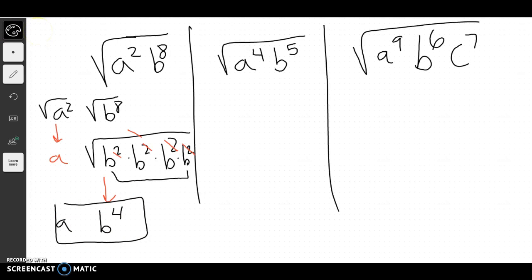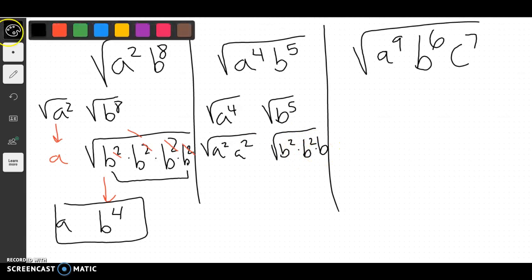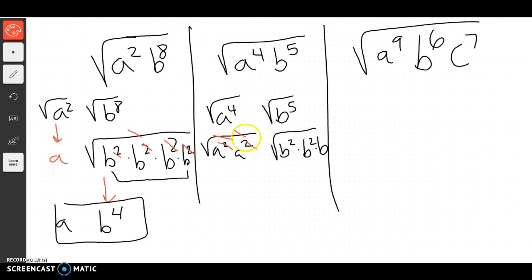In this case, again, we will separate the two things. In this case, I'll get a squared and a squared. In this case, I will get b squared, and b. These two will cancel with the square root, and I'll get a, well there's 2 of them, so I'll get a squared. These two will cancel with the square root, but this one will be trapped. So I'll get b squared because I have 2 b's, and I have 1 under the square root.